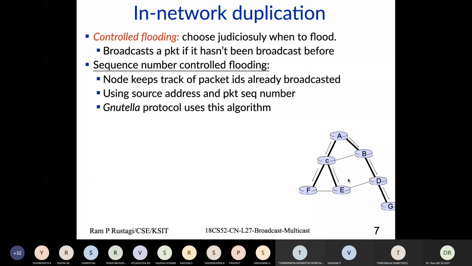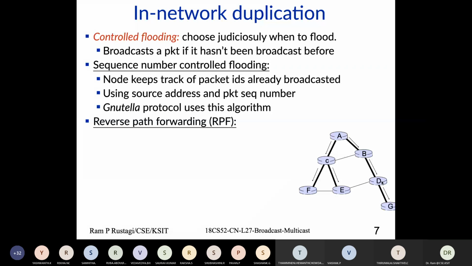The other approach is called reverse path forwarding. In reverse path forwarding, when I receive a packet, let's say E receives a packet, E would receive a packet A to C and C to E. E would also receive a packet A to B, B to D, and D to E. Now when E receives a packet, should it forward it or should it not? The decision making is, when E receives a packet, it knows who the sender is. Let's say the sender is A.